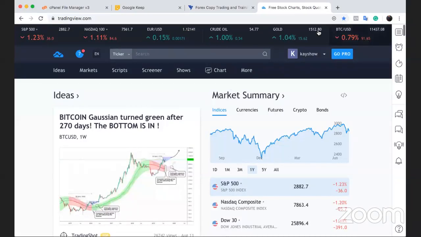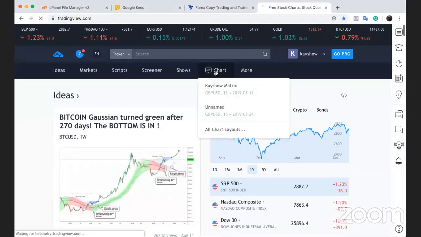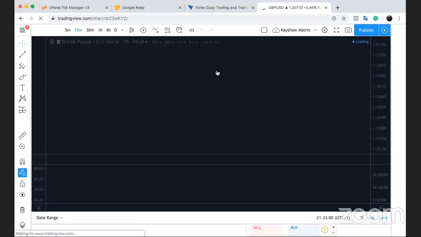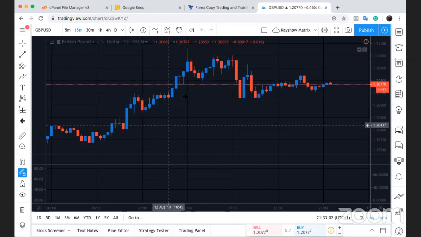So all you need to do is to sign in. You can sign in with your Gmail, your Facebook account, or you just sign in with your email. Once you are signed in, you are good to go. You want to click on chats. And when you click on chats, it will bring you here. So this is a live chat of what is happening in the market currently.